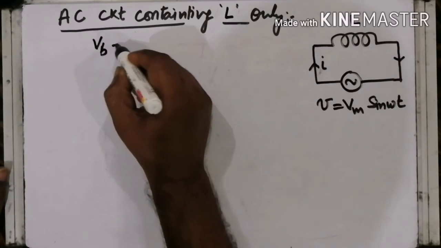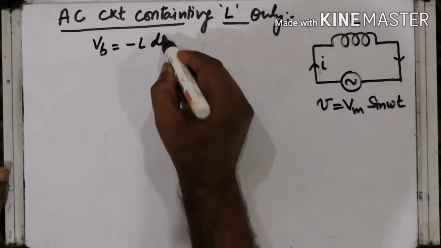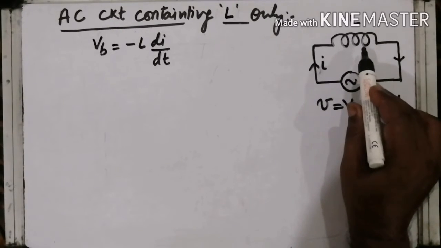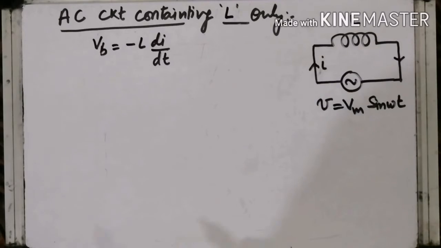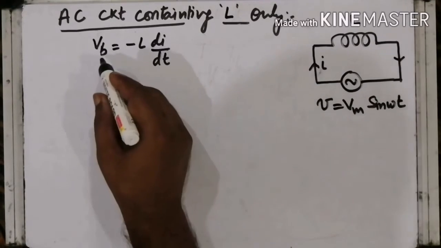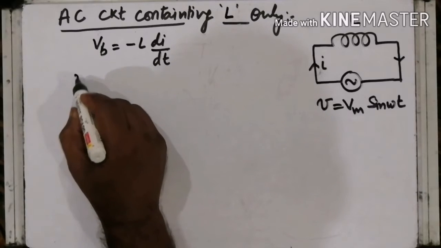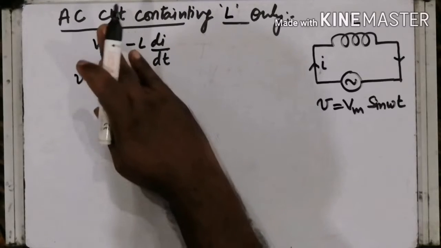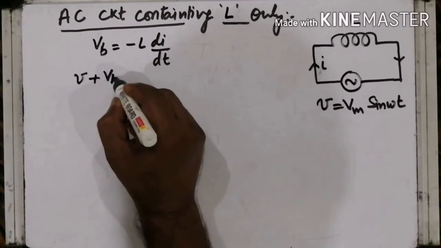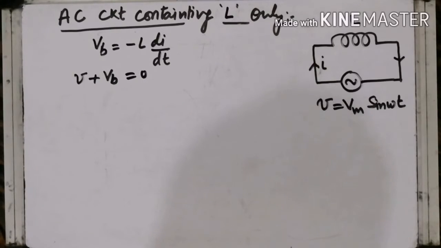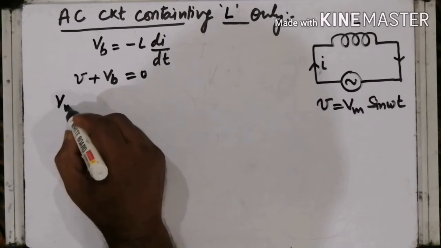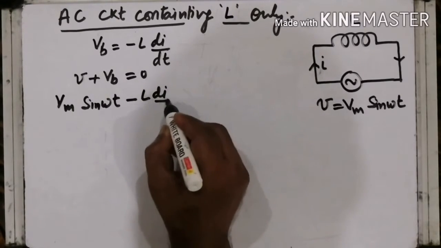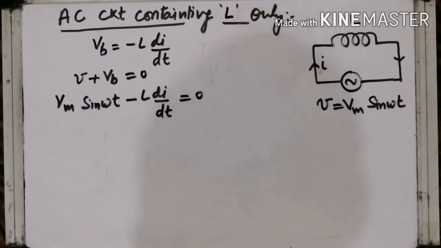Back EMF has the value minus L di upon dt. A back EMF is induced due to the inductance of the coil, right? Now see, this voltage plus back EMF equals 0. So it is V maximum sin omega t minus L di upon dt equal to 0.